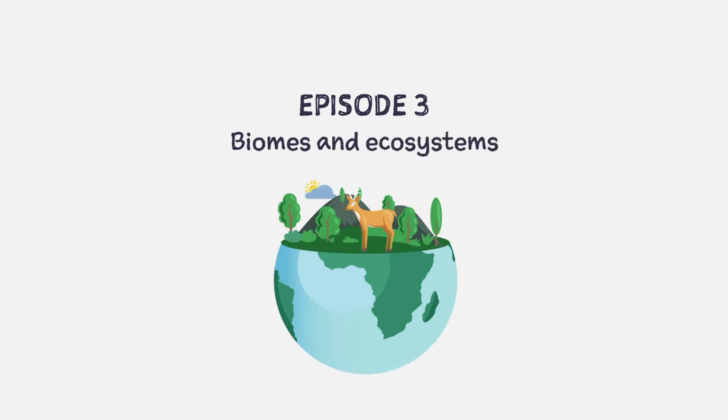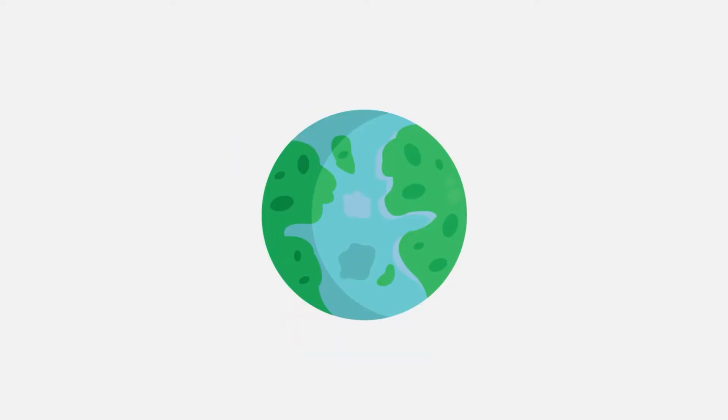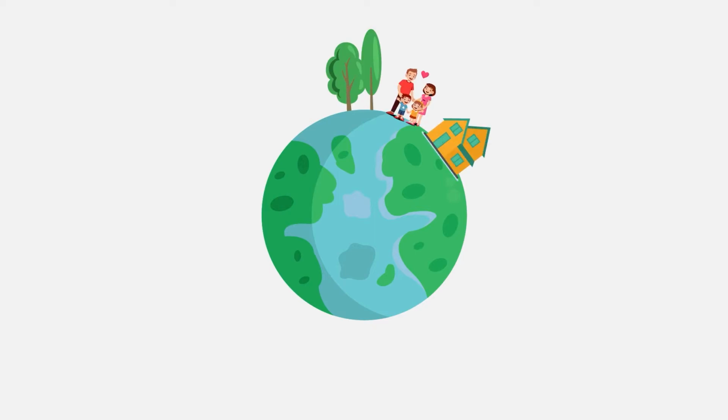In this episode, we will discover biomes and ecosystems. Let's start slowly. Planet Earth is a beautiful place that houses millions of species that have evolved and adapted to all sorts of climates. What is climate?